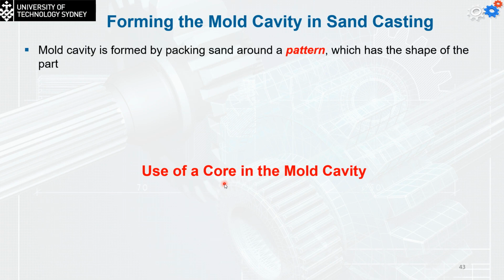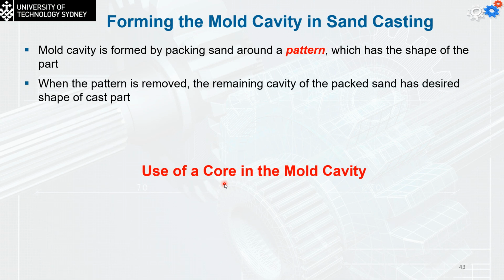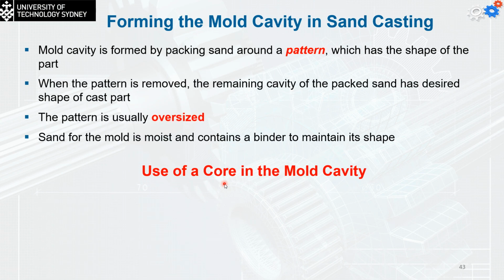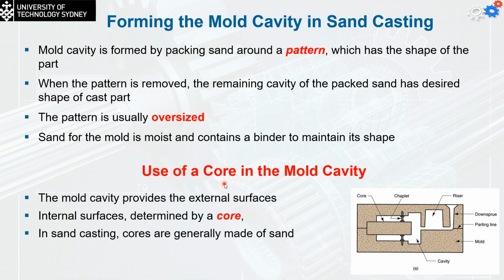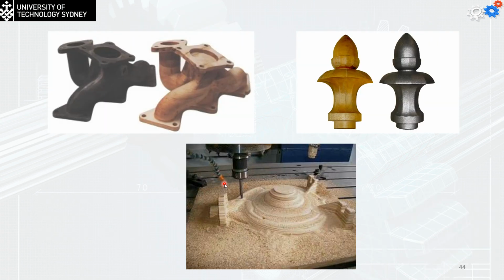Once again, to form the mold cavity in sand casting, we use a pattern. The pattern can be made of plastic, wood or metal, and the pattern must be oversized. The core is responsible for generating the internal cavity of the mold. That's how to make the patterns: we machine them from wood or from metal. Just remember that the pattern itself doesn't have any internal cavities, and we need to add the cores to generate these internal cavities.